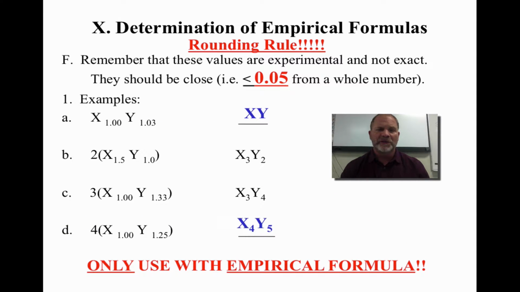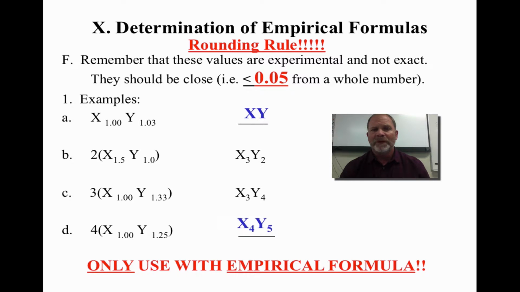We only use it here with the empirical formula, and it's the plus or minus 0.05 rule. So to get back to the nearest whole number, my answer has to be within a 0.05 range. Like in the first one, I divide through by my lowest number of moles, and my y ends up being 1.03. Well, that's close enough to 1.